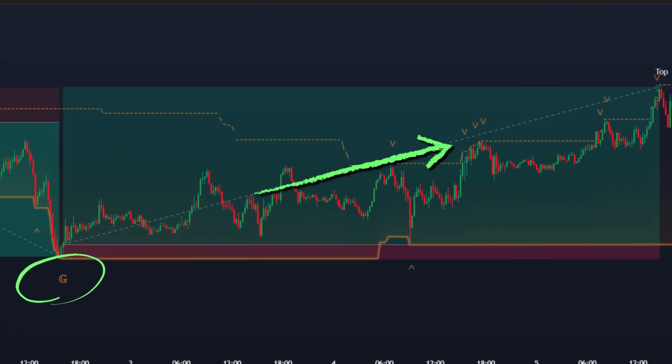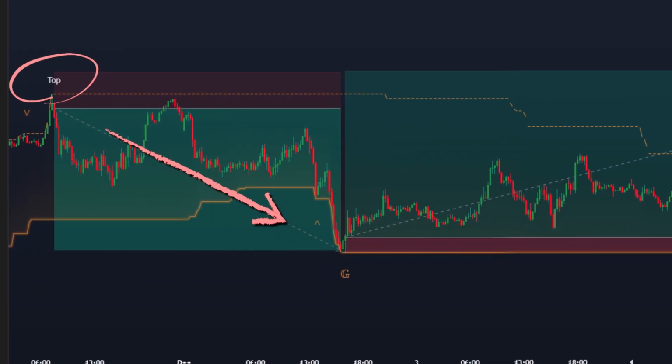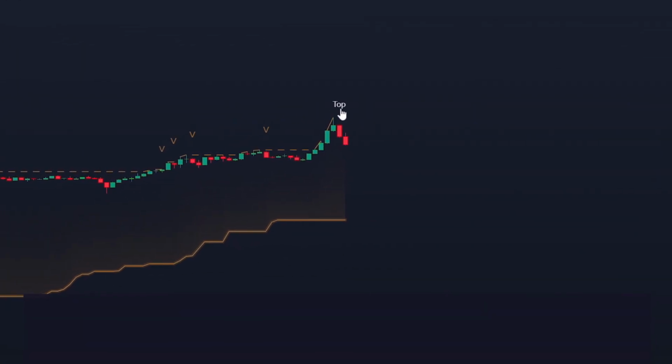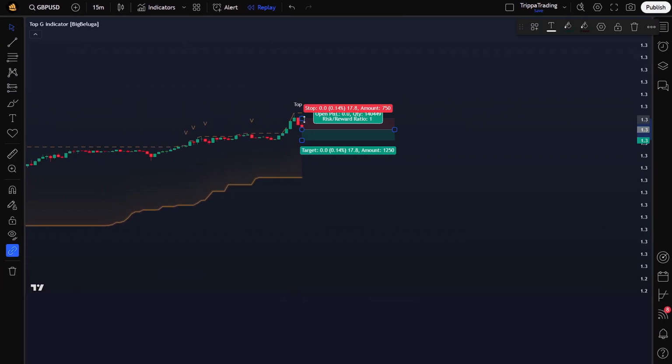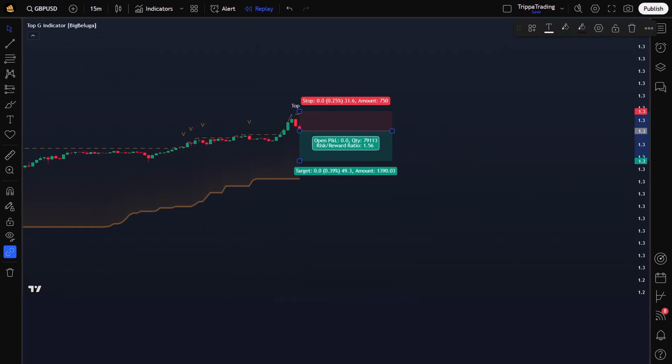Buying when the market is at a bottom and selling when it's at a top. That's the key to making profits in trading. Here, the indicator has identified a market top. So let's take a sell trade and see what happens.